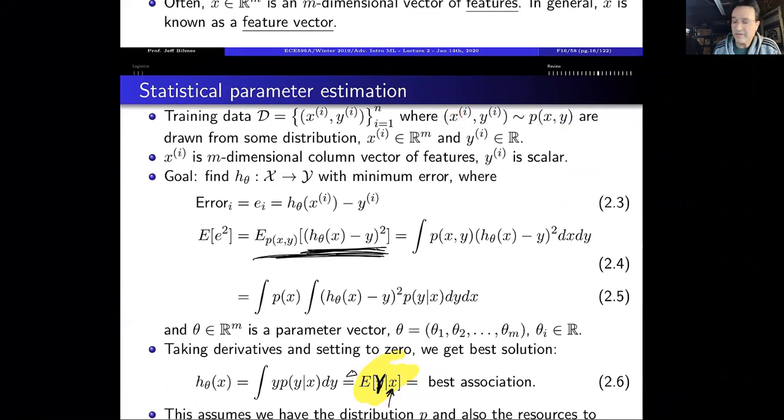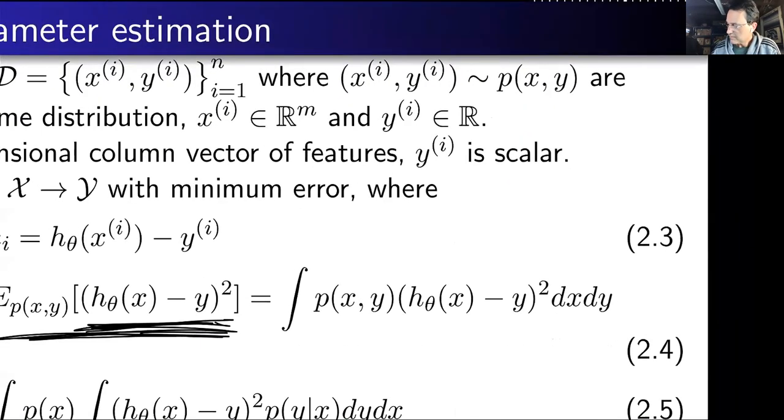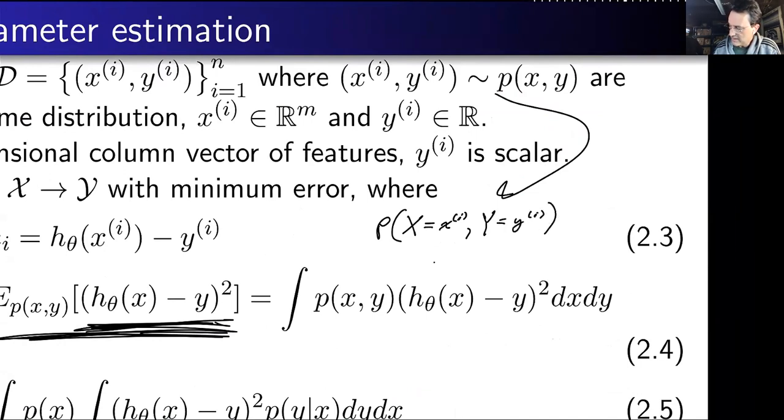X is still a sample from some probability distribution. Here's the actual distribution. What this really means is that if we were to plot this, the probability that X is equal to this particular value, the ith X, and Y is equal to the ith Y, is equal to this distribution of X_i and Y_i.